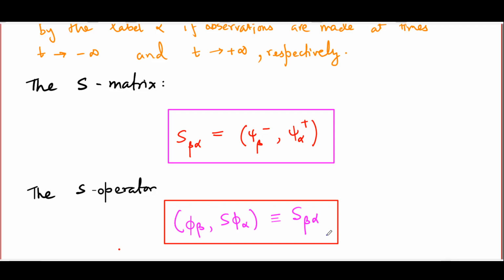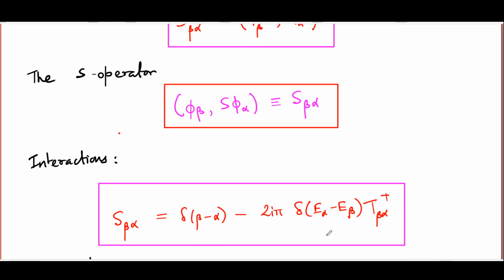Now, because of the interaction, S beta alpha actually differs from delta beta minus alpha, and the difference is actually expressible in terms of the matrix elements of the Lippmann-Schwinger matrix. And we had already seen earlier that this is the form that S beta alpha takes. Note that this is the part which has all the non-trivial interactions embedded in it.